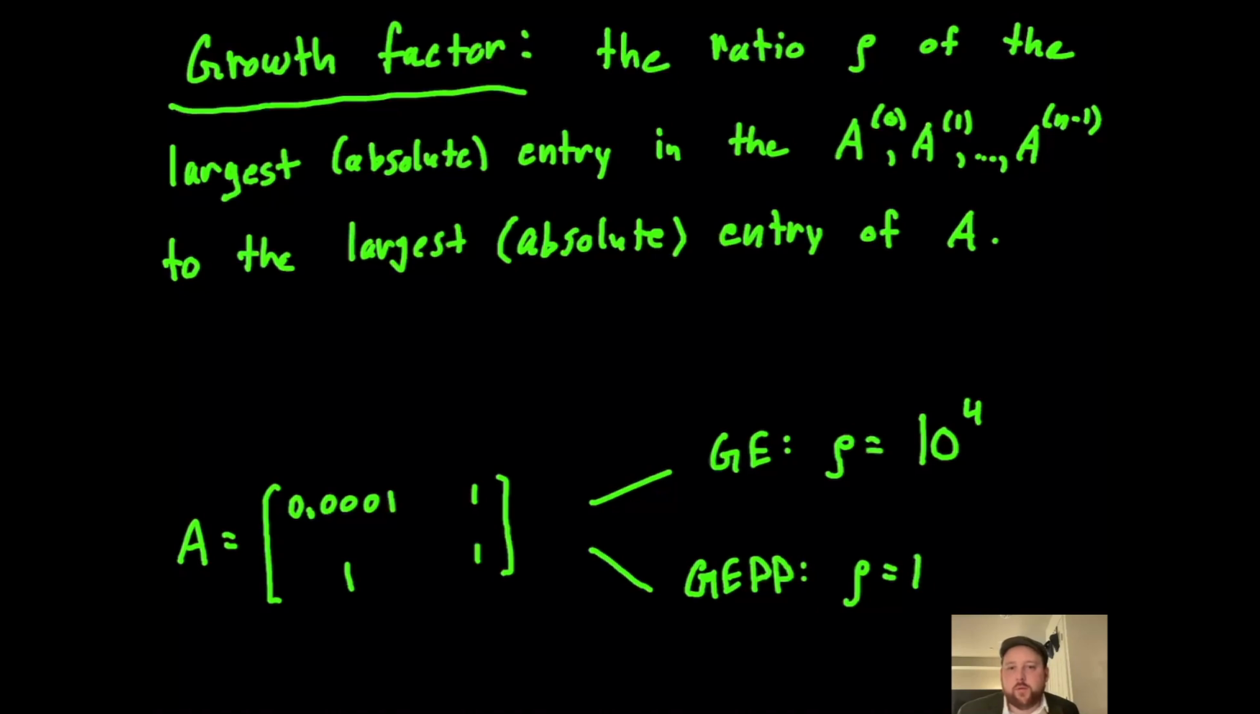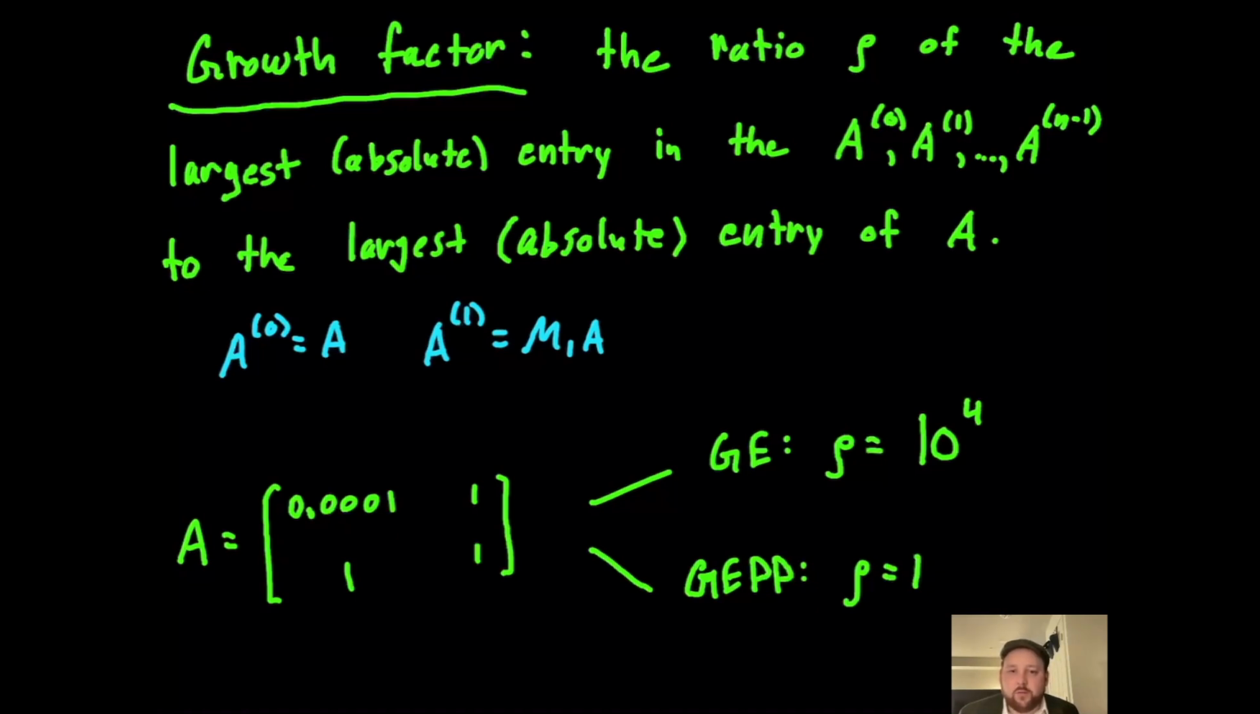So one thing that people have come up with to quantify this growth of the entries of the computed LU factors is called the growth factor. The growth factor is the ratio of the largest absolute entry of any of these intermediate matrices, where A0 is equal to A, just the original matrix. A1 is the intermediate matrix M1A, and so on. I look at any of these intermediate matrices, take the largest absolute entry across all of them, and then divide it by the largest absolute entry of A, the matrix we started with.